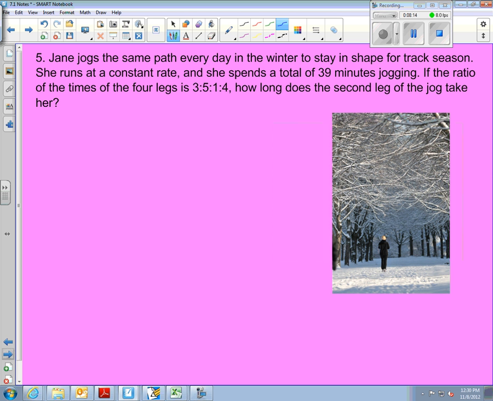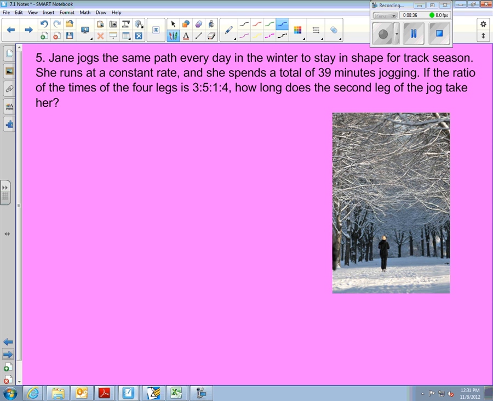All right, number 5. Jane jogs the same path every day in the winter to stay in shape for track season. She runs at a constant rate. She spends a total of 39 minutes jogging. If the ratio of the times of her 4 legs is 3 to 5 to 1 to 4, how long does the second leg of the jog take?